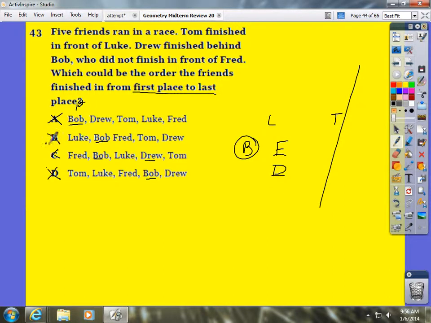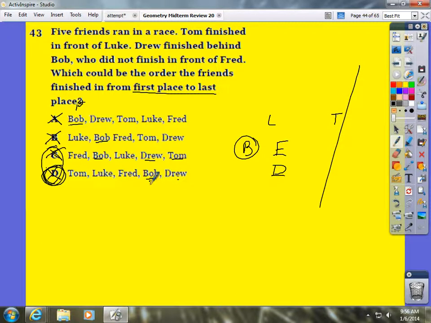I know that Tom has to finish in front of Luke. Okay, and this one has Tom behind Luke. So it can't be C, so it has to be D. Okay, my bad. I read it wrong. Drew finished behind Bob, who finished behind Fred. Okay, there we go. Sorry, I read that wrong the first time.